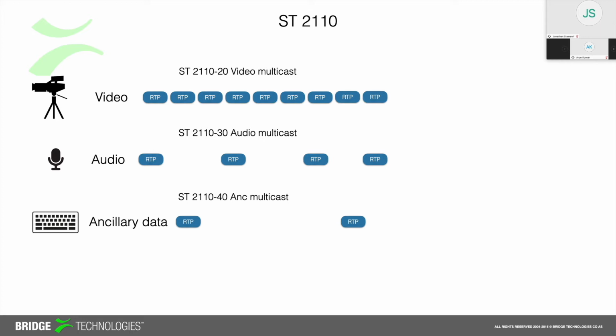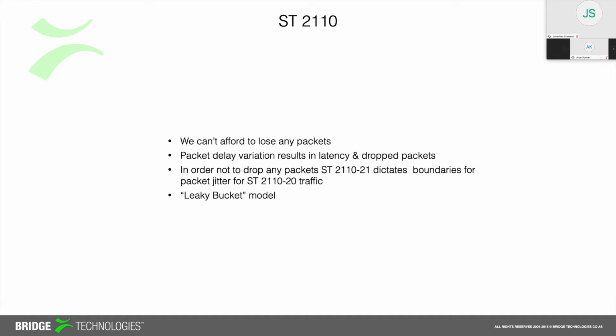And each of these flows is on a different multicast. So we have to have some means of being able to synchronize these together. We can't afford to lose any packets. Packet delay variation will cause latency, and it may even cause dropped packets. So the traffic shaping -21 will dictate boundaries. So in other words, it sets limits on the jitter.